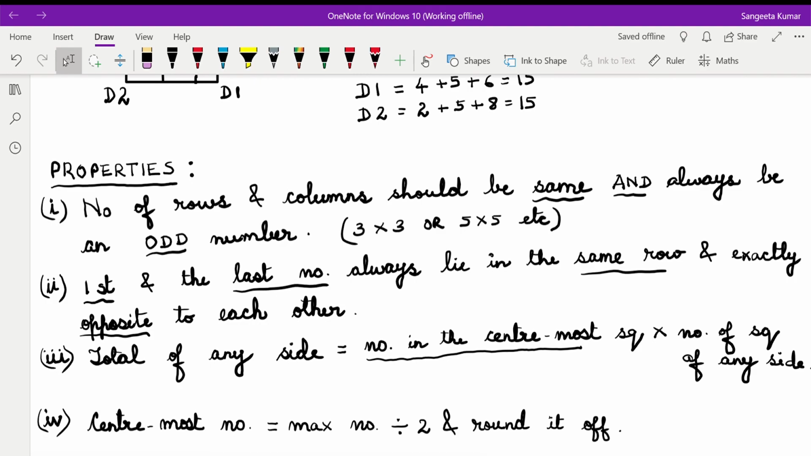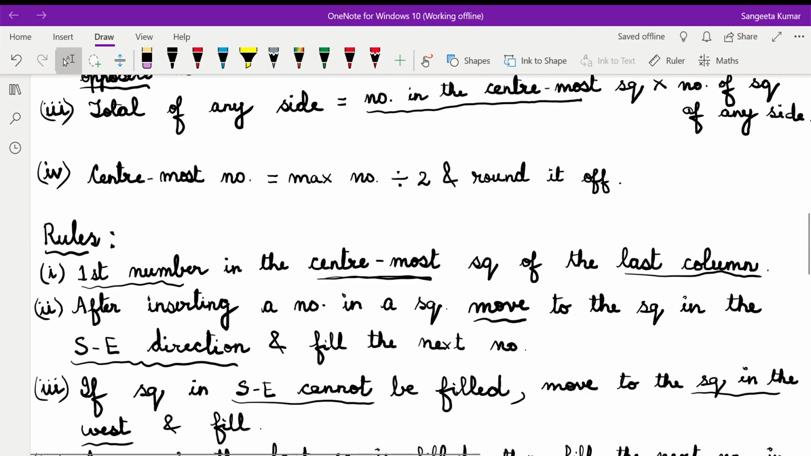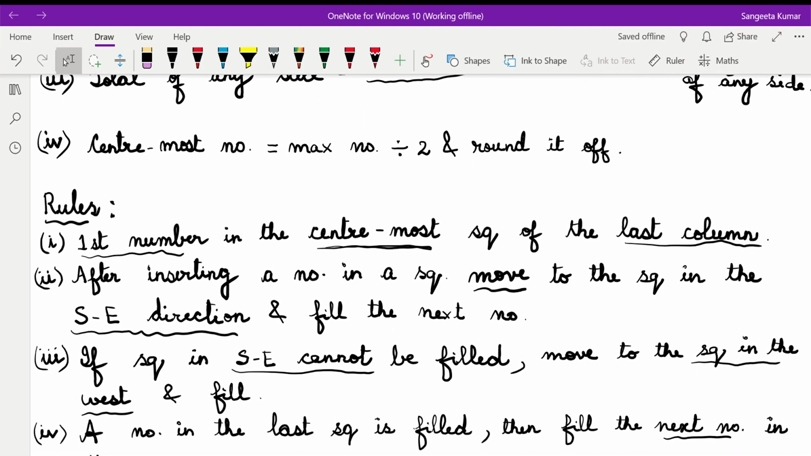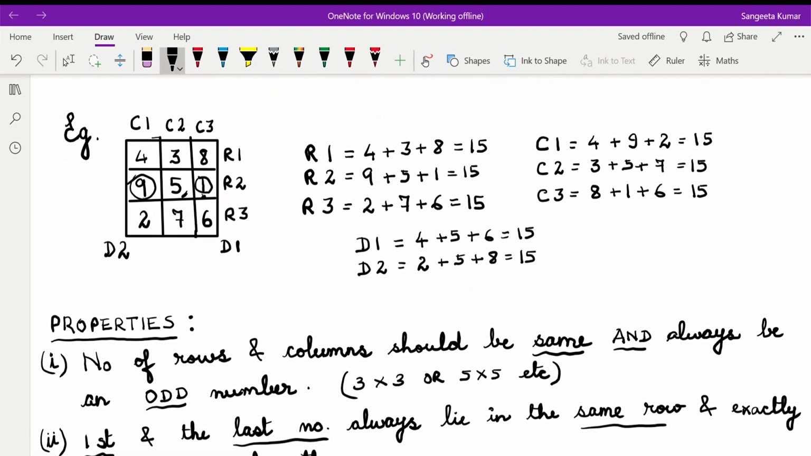Now, we move on to the rules. The rules are as follows. First number is in the centermost square of the last column. The first number is always filled in the centermost square of the last column.